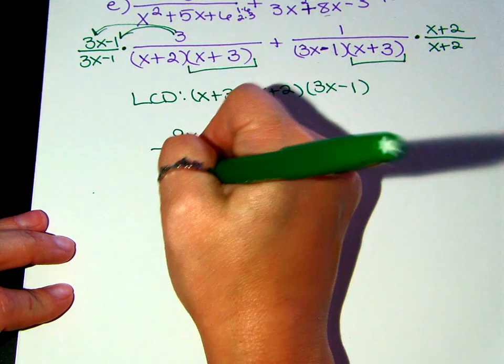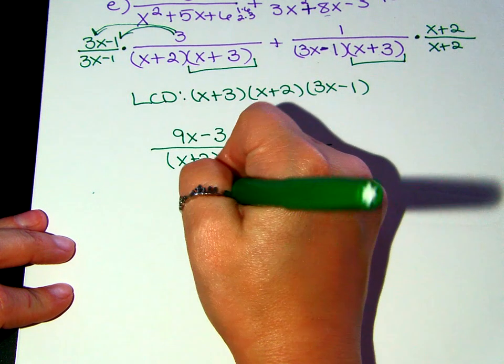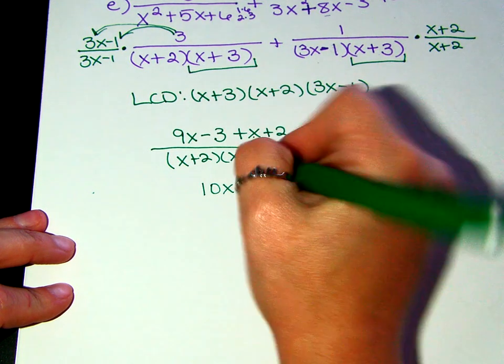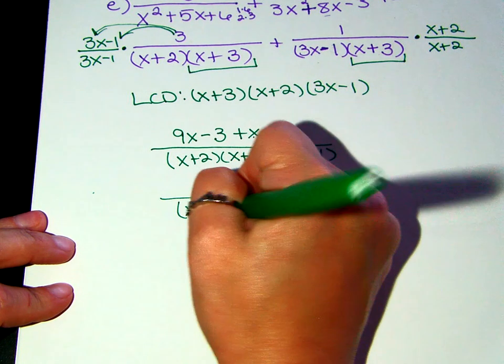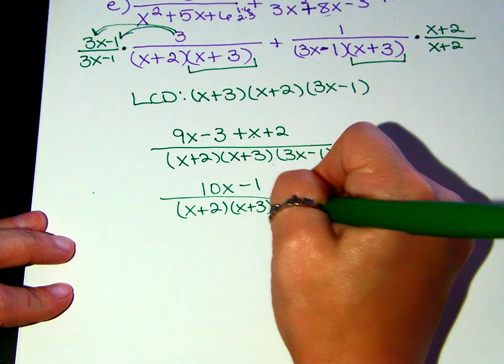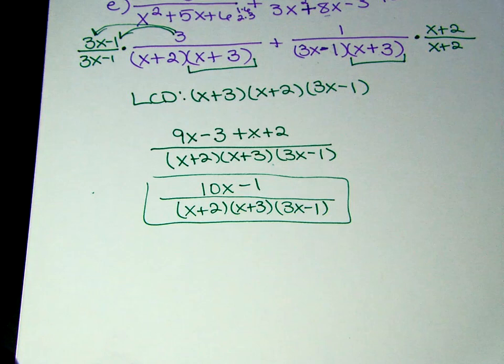Combine my like terms. I've got a 9x and a regular x, giving me a 10x. Minus 3 plus 2 gives me a minus 1. x plus 2, x plus 3, 3x minus 1. Nothing factors out of the 10x minus 1, so I know I'm good to stop there.